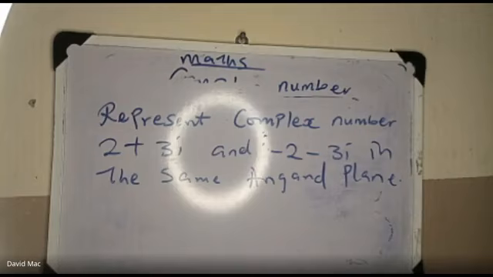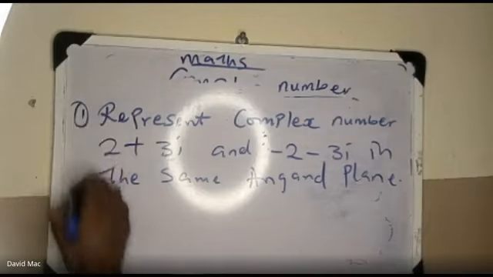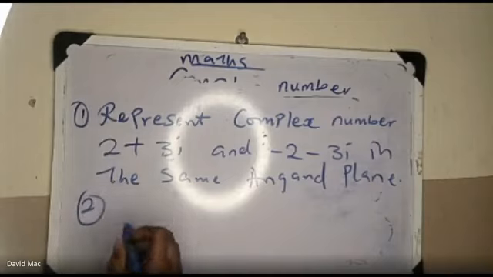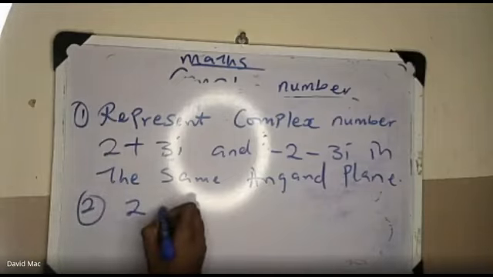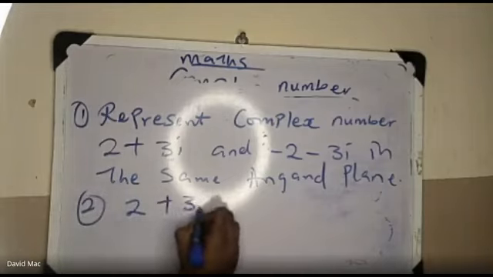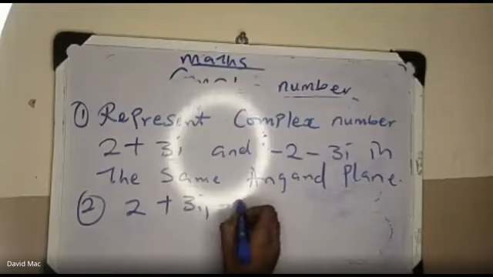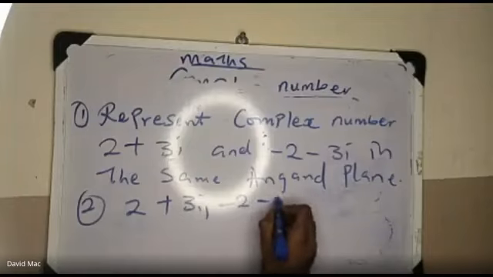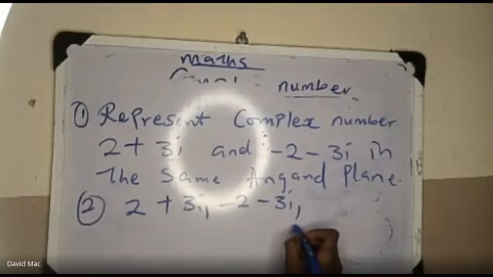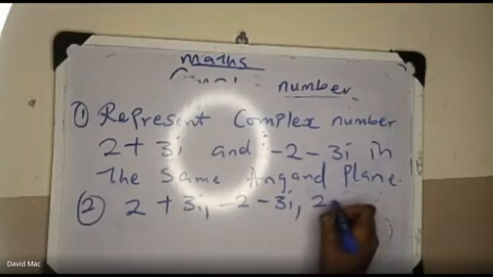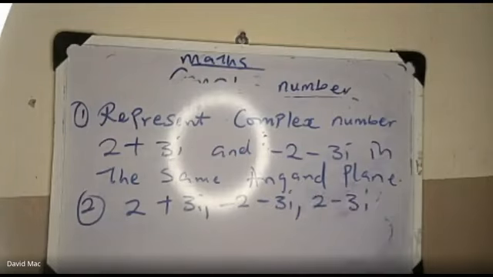Question 2 is for you to represent these numbers also on the same Argand plane: 2 plus 3i, minus 2 minus 3i, and 2 minus 3i. Represent this one on the same Argand plane also.